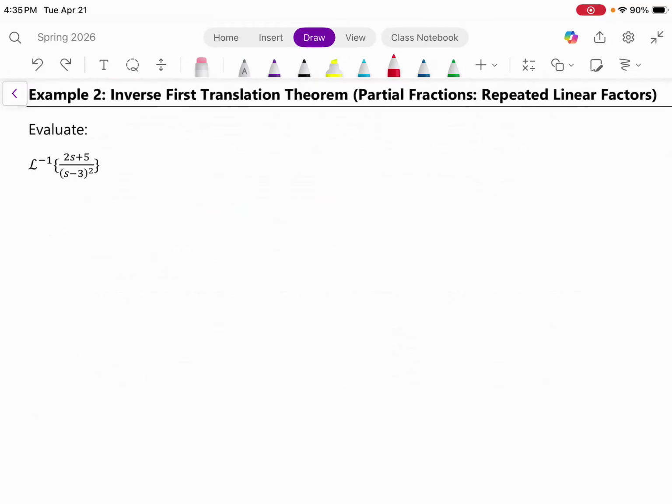So here we have the inverse Laplace of 2s plus 5 over s minus 3 squared. So kind of a spoiler, we're going to use partial fractions, and here we have a repeated linear factor. So s minus 3 right here, since it's being squared, it is a repeated linear factor.